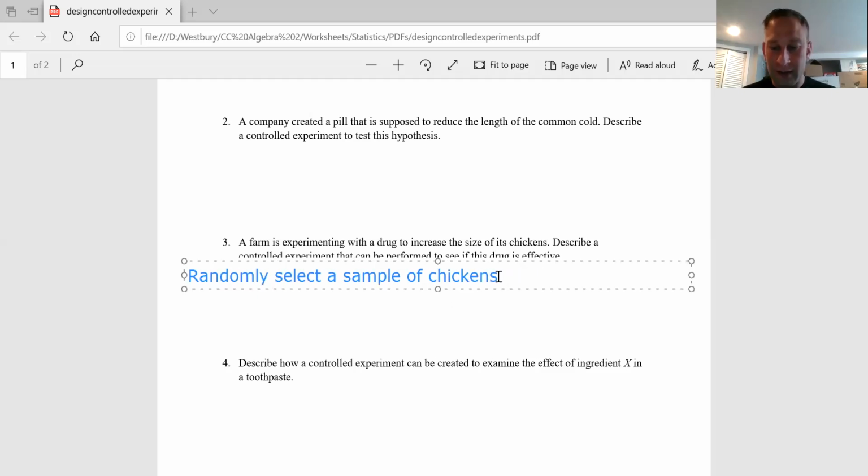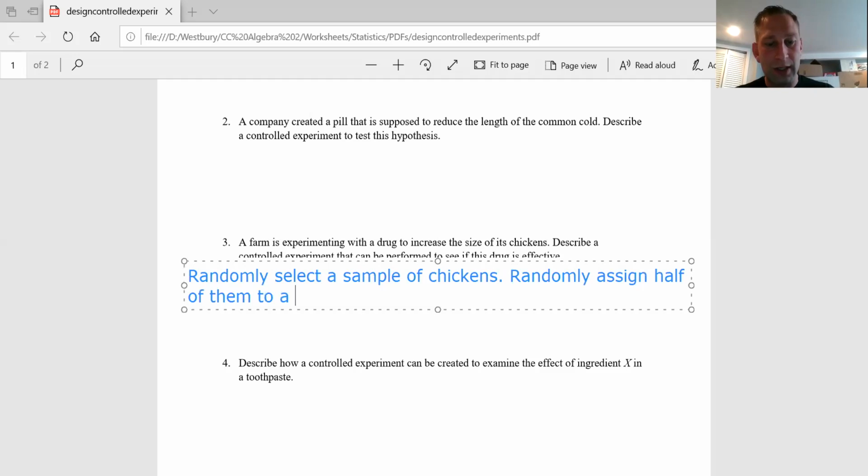Once I have the chickens that I selected, I'm going to randomly assign half of them to a treatment group and half to a control group. Again, I'm randomly assigning them. I'm not saying, okay, all the big chickens, I'm going to put them in the treatment group, and all the small chickens, I'm going to put them in the control group. That's biased. That's not going to show me if the treatment did anything. I need to randomly assign them. Chicken 1, chicken 2, chicken 3, chicken 4. All the even chickens go here, all the odd chickens go there. It needs to be random.